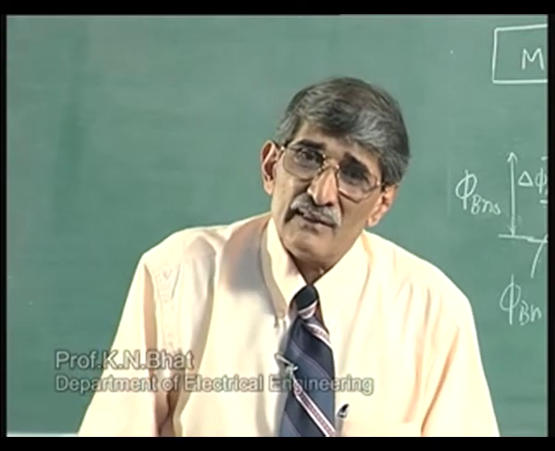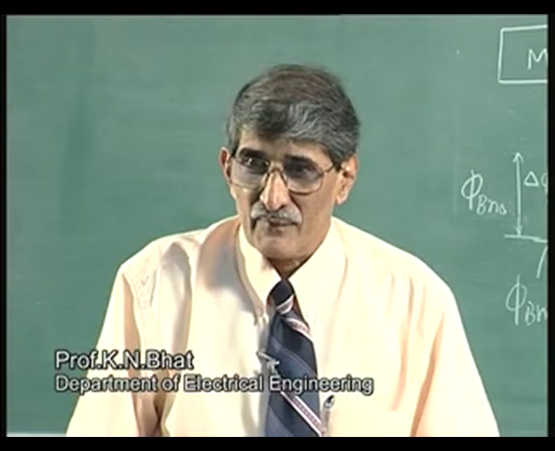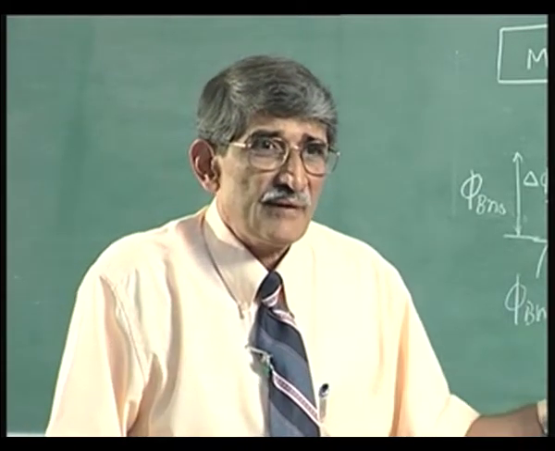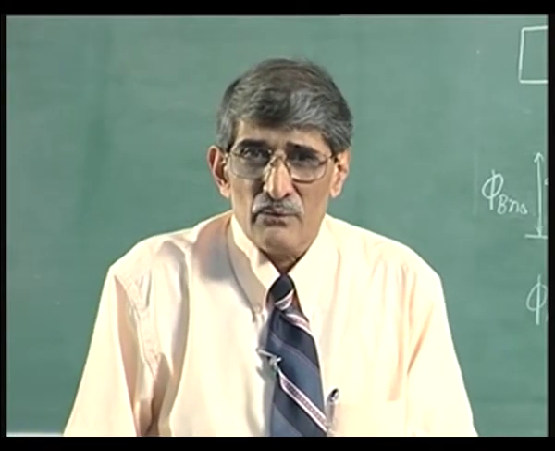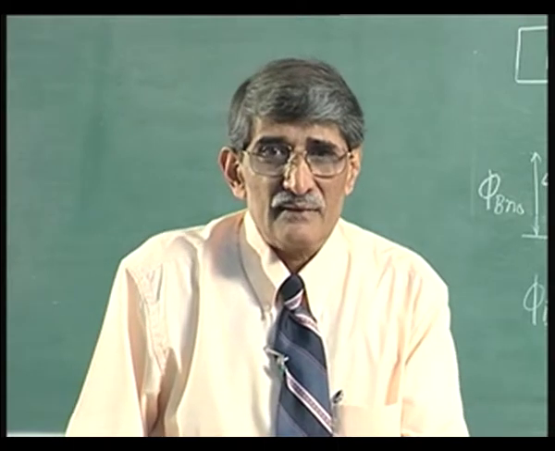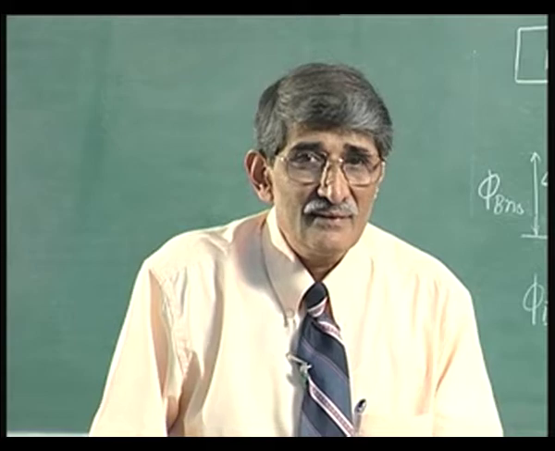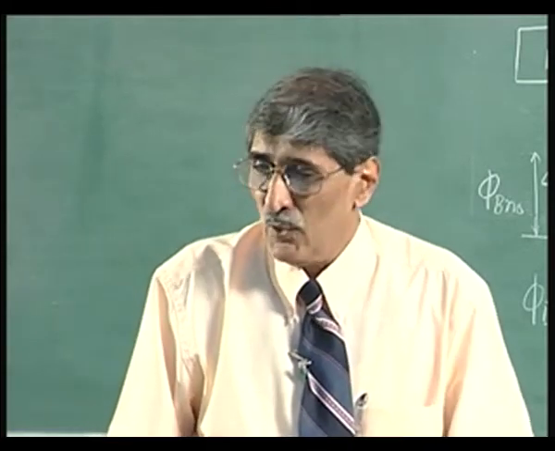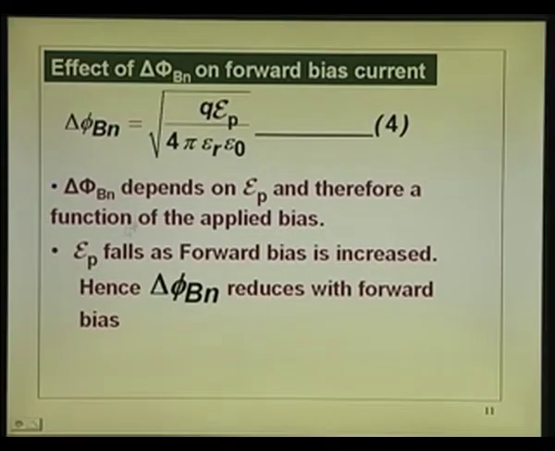So, even if you are talking of just a 10 millivolt change, J naught will keep on changing, because it is exponentially dependent on phi b n. Any change in phi b n is reflected in J naught. So, whatever changes you see in reverse bias and forward bias are manifestations of delta phi b n, that is, effectively J naught changing. Let us see how it affects the case of forward bias.